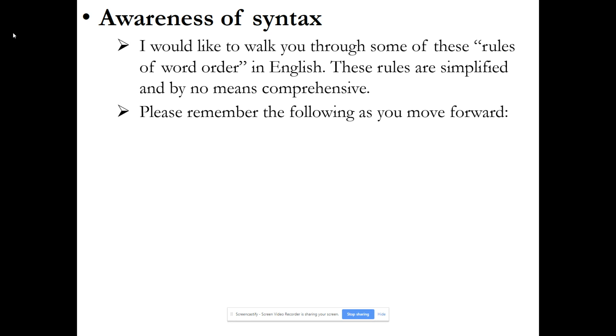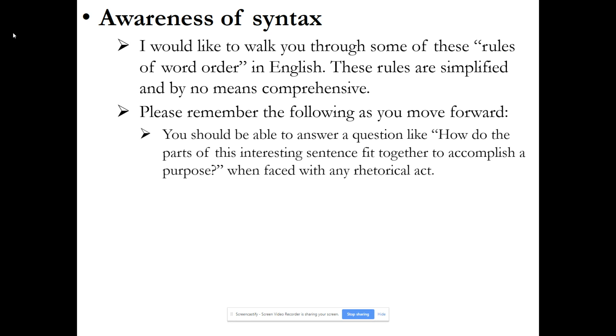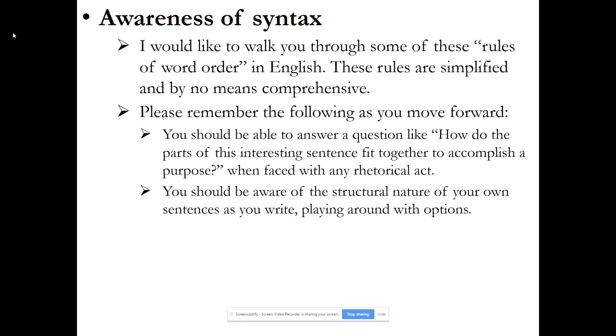Please just remember the following as we move forward into these rules. By the end of this class, you should be able to answer a question like, how do the parts of this interesting sentence fit together to accomplish a purpose? Anytime you're faced with a rhetorical act, you should be able to answer that question. You should also be aware of the structural nature of your own sentences as you write. You should be able to play around with options, both when we're talking about other people's text and when we're talking about your own writing. You should be able to use the language of syntax to talk about how those sentences are put together.